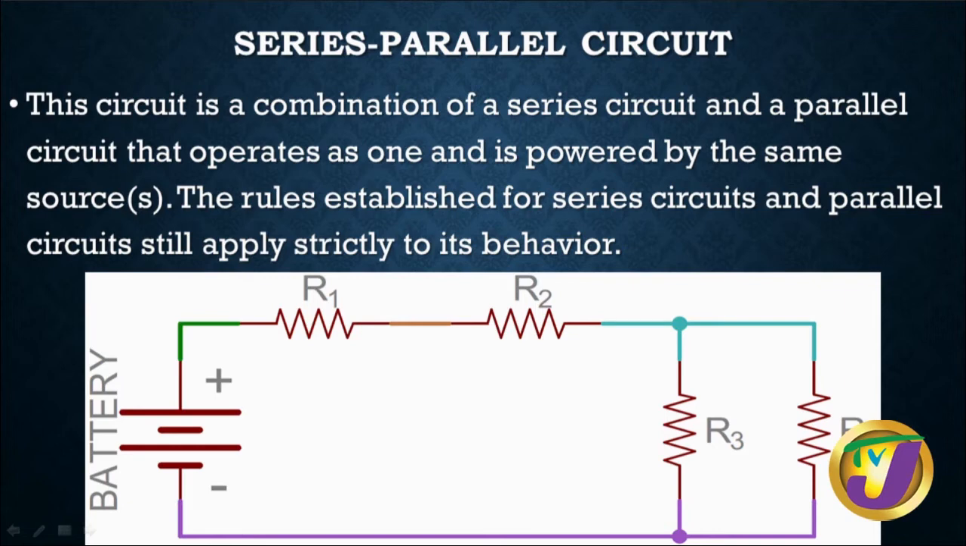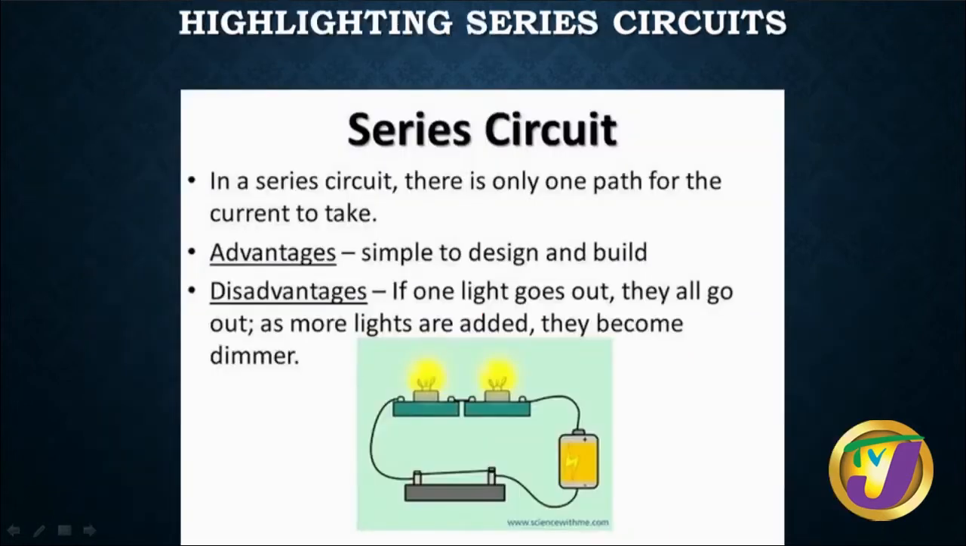All right? The rules established for series circuit and parallel circuit still apply strictly to its behavior. So whatever you know for R1 and R2 in series, and whatever you know for R3 and R4 in parallel, will apply strictly when you're dealing with a series parallel arrangement. But there will be, of course, a slight modification when you want to find the total resistance, total voltage, total current, and so on and so forth.